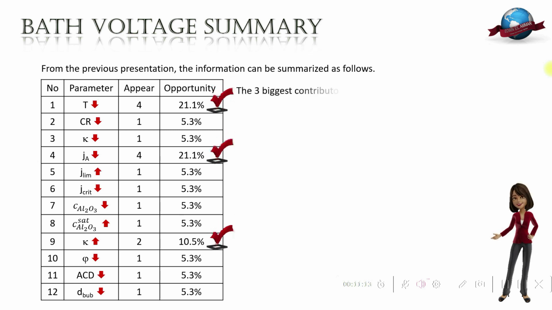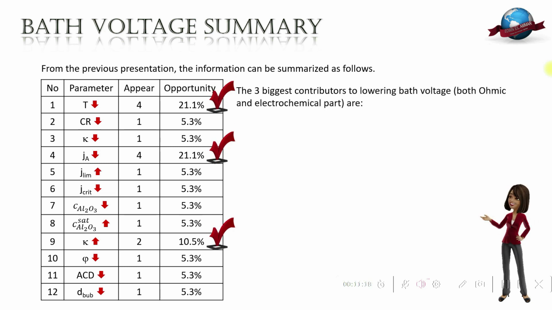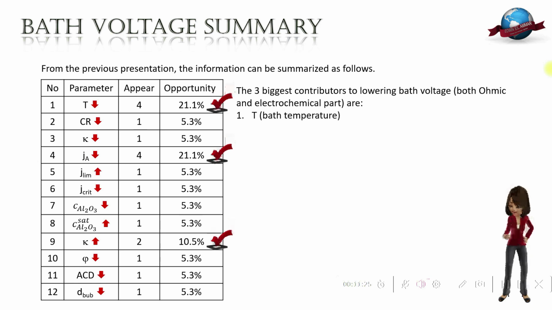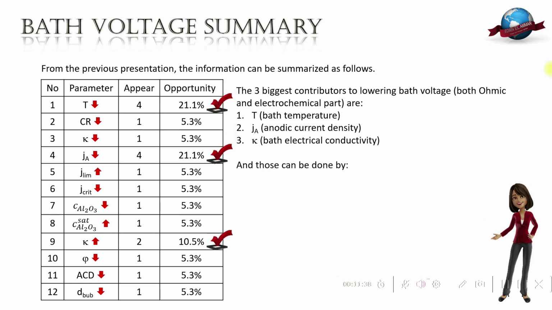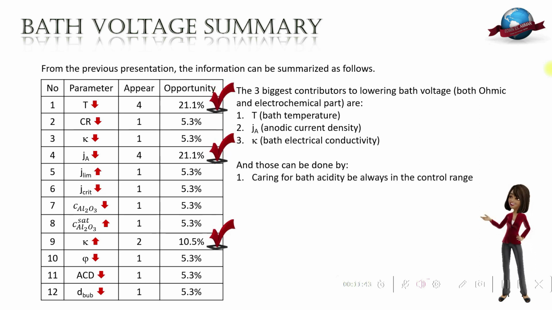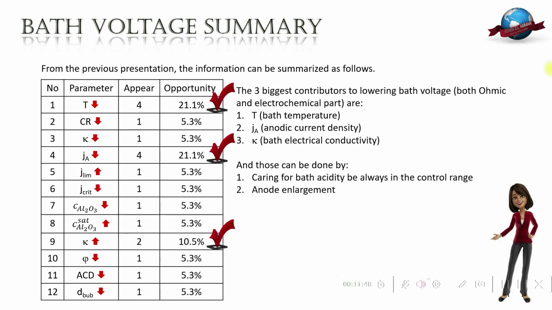The three biggest contributors to lowering bath voltage, both ohmic and electrochemical part, are: 1. T, bath temperature; 2. Ja, anodic current density; 3. Kappa, bath electrical conductivity. And those can be done by: 1. Caring for bath acidity, to be always in the control range; 2. Anode enlargement; 3. Keeping bath chemistry in the most suitable condition; 4. Lowering ACD gives only 5.3% contribution, so it is not the main contributor to reach the target. The question is, can we make it happen?